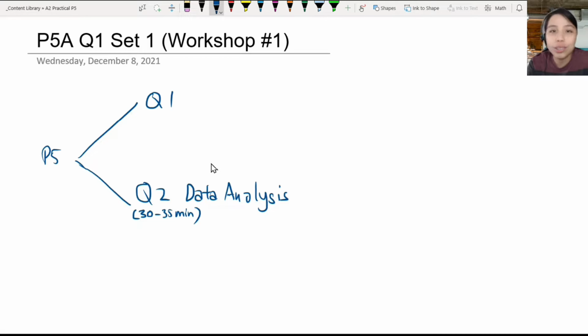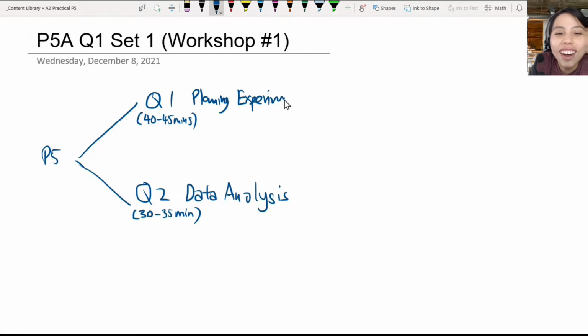Question 1 is the one that's new that we're going to look at today. So this one, I'll just write the times roughly. It will roughly take 40 or 45 minutes, or at least you want to aim to work towards that. What is this all about? This is planning experiments. You are going to be a scientist to design labs for students to do. That's basically the idea.